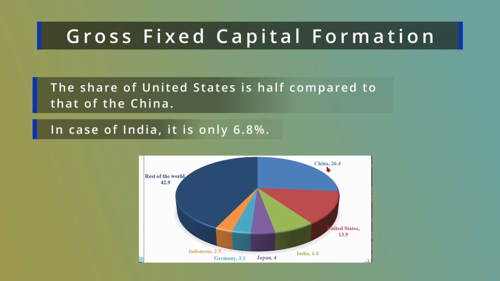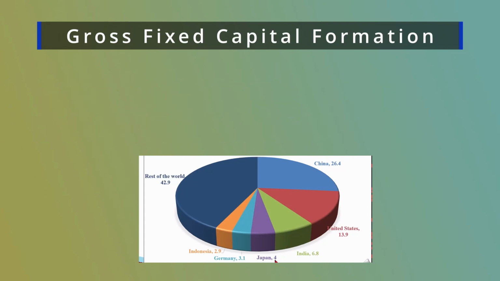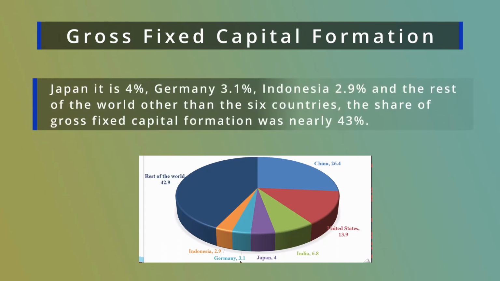If we look into the share of China and India, then there is a huge disparity in respect of the gross fixed capital formation. In case of Japan, it is 4%, Germany 3.1%, Indonesia 2.9%, and the rest of the world, other than these 6 countries, the share of gross fixed capital formation was nearly 43%.